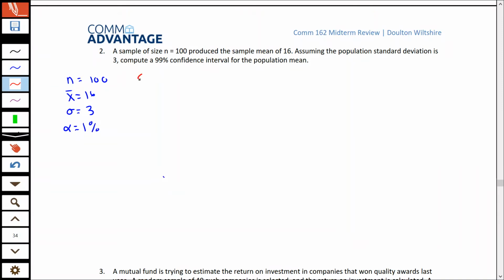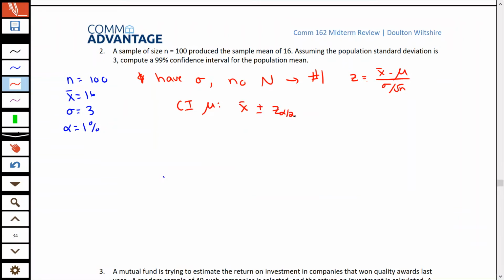And so because we have our sigma and we have no big N, no population size is given to us, we are in situation number 1, where our Z transformation would be our x bar minus the mean over sigma divided by root n, but more importantly than the actual Z transformation is our confidence interval formula. Our confidence interval for the mean is x bar plus or minus Z of alpha divided by 2 times our standard deviation divided by root n. And so what we need to find here again is that Z value.